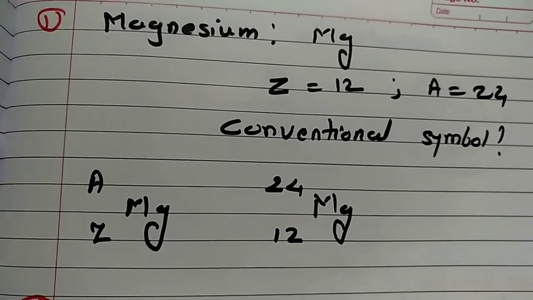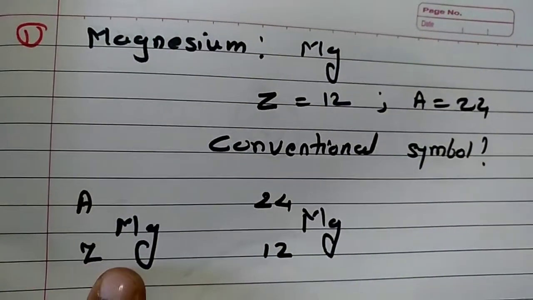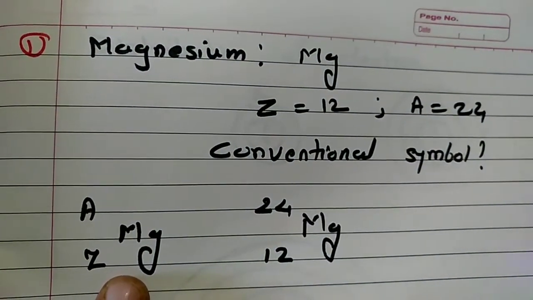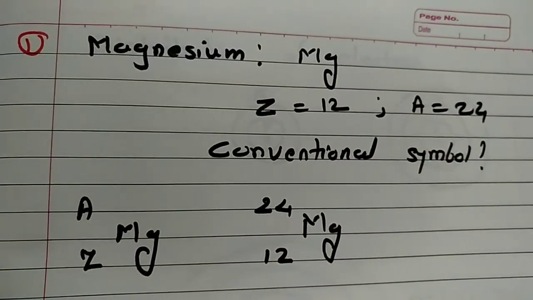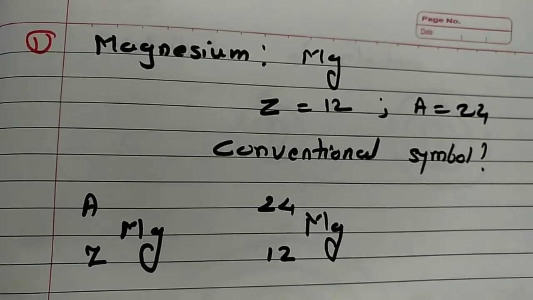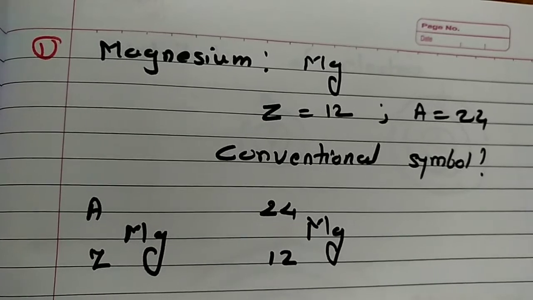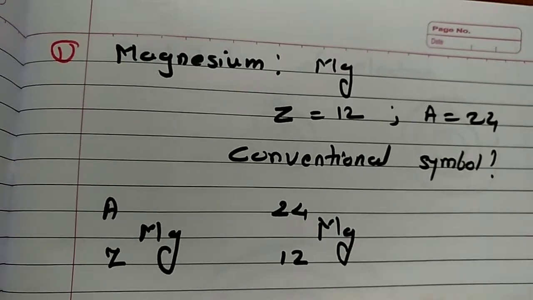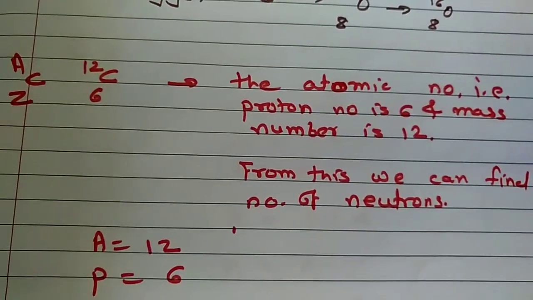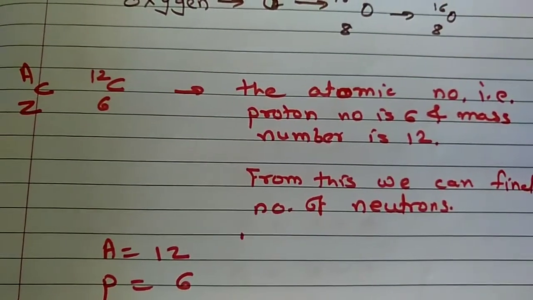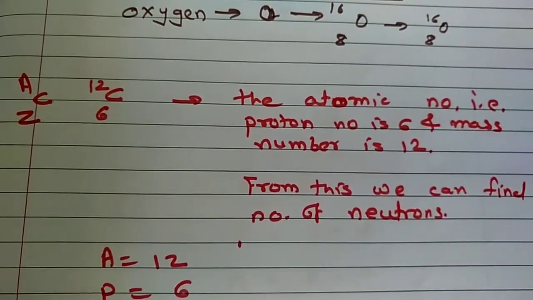Now conventional symbol: Mg, symbol of atom. Superscript A, atomic mass. Subscript Z, atomic number. So Mg 24, 12. 24 stands for atomic mass and 12 stands for atomic number. Students, from this convention we can find out neutron also.